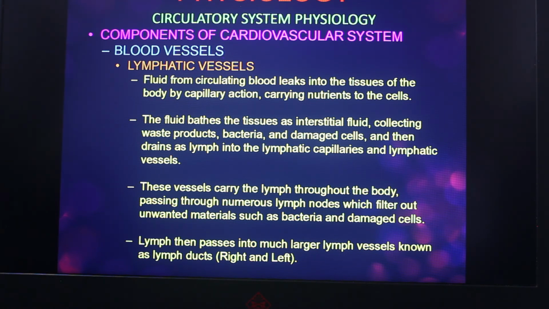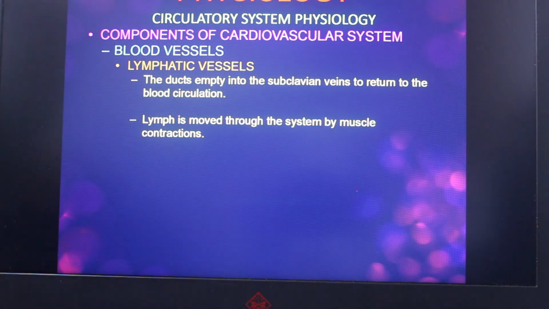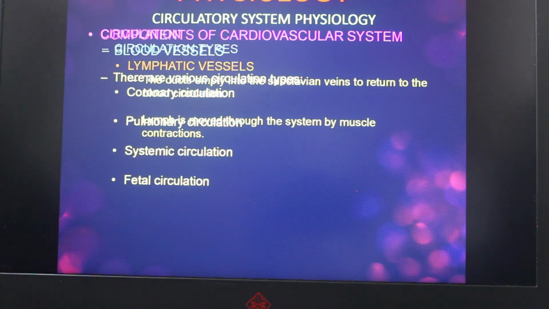Lymph then passes into much larger lymph vessels known as lymph ducts. There are 2 lymph ducts in the body, mainly on the right side and the left side. These ducts empty into the subclavian veins to return to the blood circulation. Lymph is moved through the system by muscle contractions.